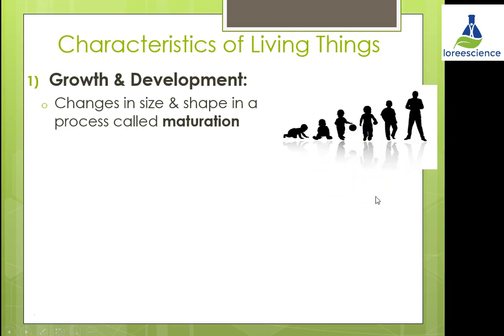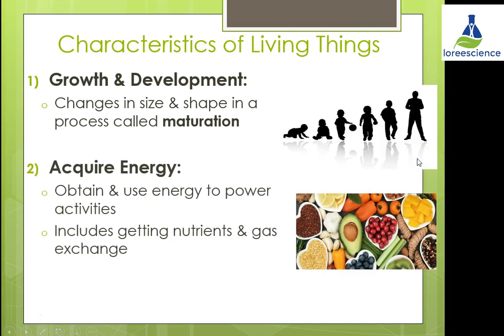mature organism. The second characteristic is the acquisition, or the ability to acquire, energy. So this is the ability to not only get but use energy to power activities. Now that energy can come from getting nutrients as well as gas exchange. So often we think of just eating, it's eating as well as breathing, and some organisms don't eat or get nutrients the way that we do as humans. They might get their energy from sunlight, such as plants. So the ability to obtain and use energy, whether that's in the form of food or sun, in order to power their activities.